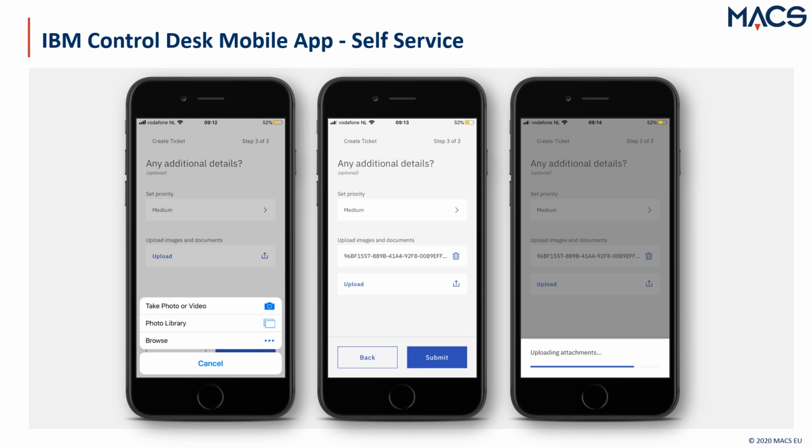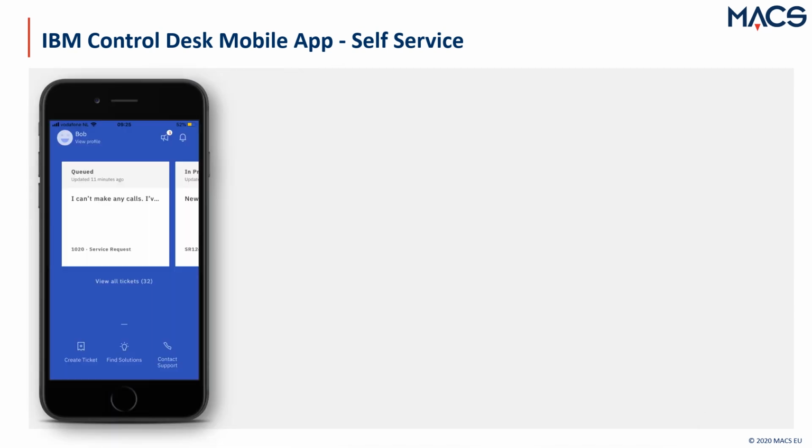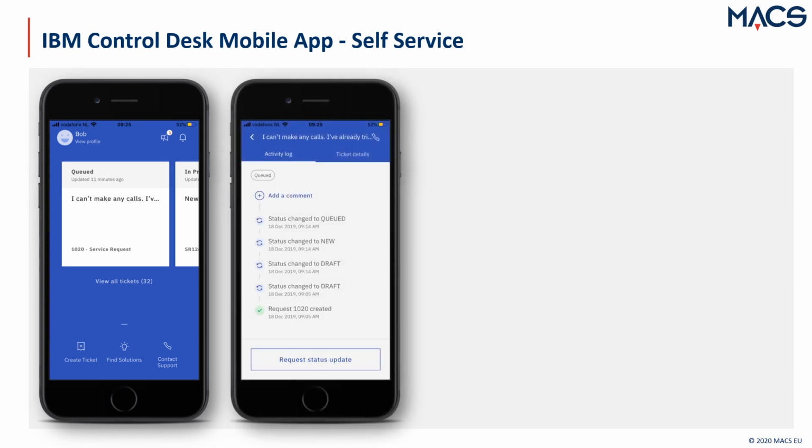And with that, I'm basically done with submitting a ticket in the mobile app, and it will navigate me directly back to the start screen, where I can also see an overview of the ticket I've just created. When I click on that one, I can see, just as in the portal, the activity log and also the ticket details.